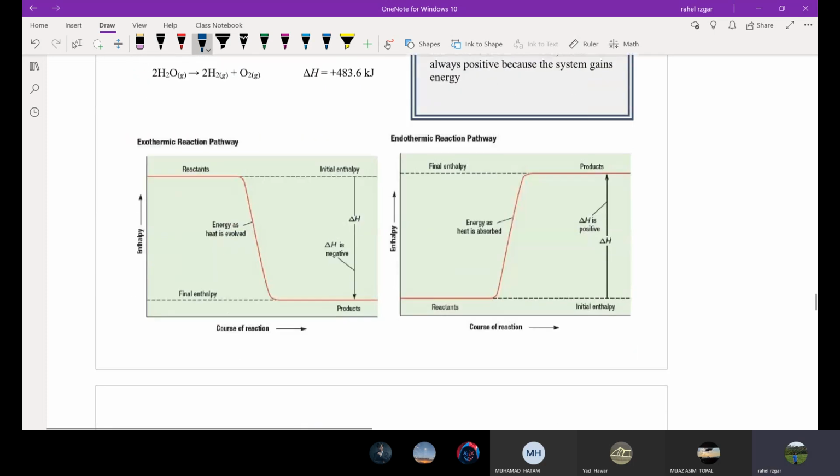Look at this figure. This is exothermic. The one on the left is exothermic. This is a reactant. They have a certain amount of energy. When they react, if it's exothermic, the energy will be released. As you can see, energy will be released to the surroundings, and the products have a lower energy than the reactants.